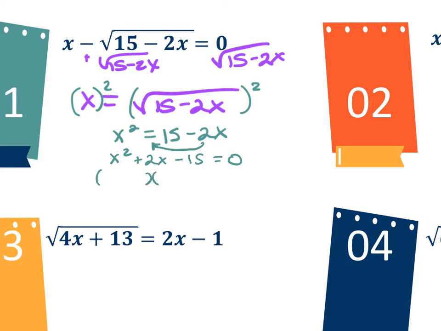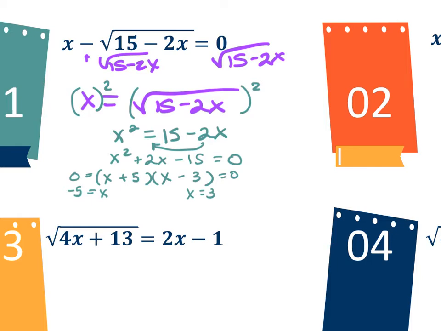Now I want to find the factors of negative 15 that sum to positive 2. Are there factors like that? Yeah. What are they? 5 and negative 3. Good. Positive 5, negative 3. Split and solve it. Positive 5, negative 3. Split and solve them, and I get x equals negative 5 and x equals 3.